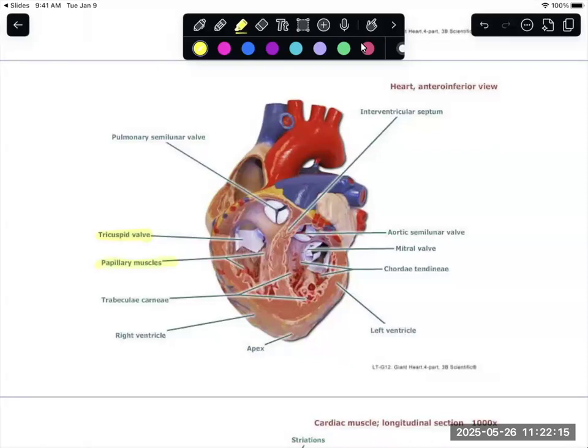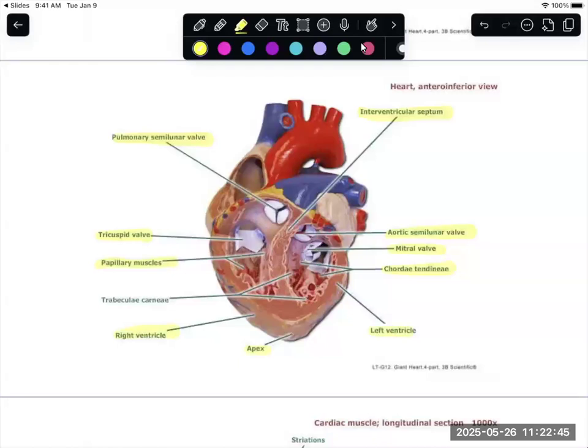You can see this pulmonary semilunar valve, the interventricular septum. Here you see the aortic semilunar valve. So this is pushing blood up into the aorta. You see the mitral valve, those chordae tendineae, those little cords coming down to help that valve stay in place. Here you also see the apex, the left ventricle and the right ventricle.